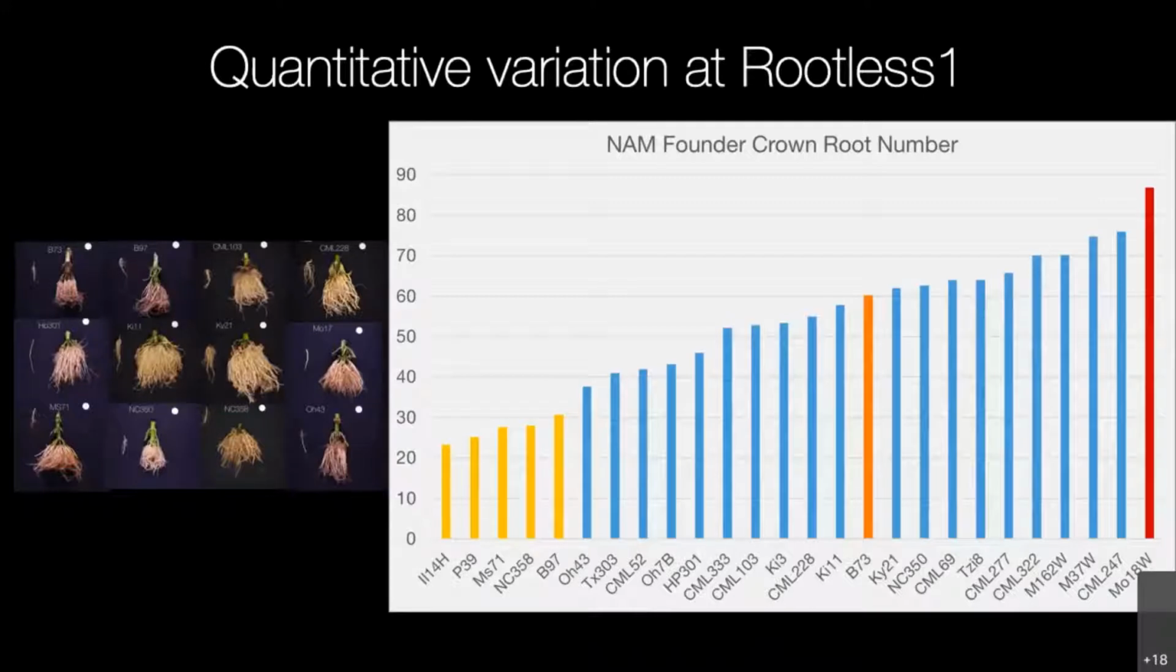That's the knob we'd like to be able to tune for breeding different root ideotypes for different environments. So we have a lot of this field data, as I mentioned, and we can rank, and you can see there's quite a lot of variation for nodal roots.